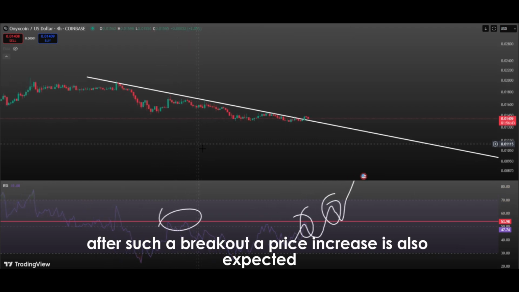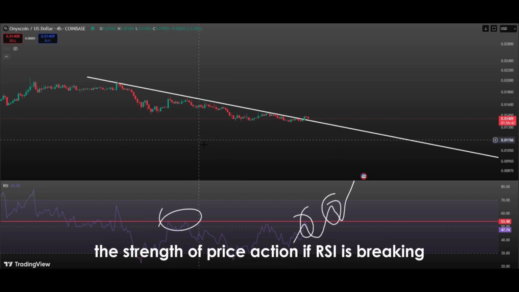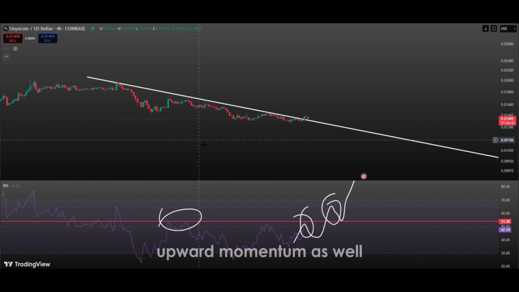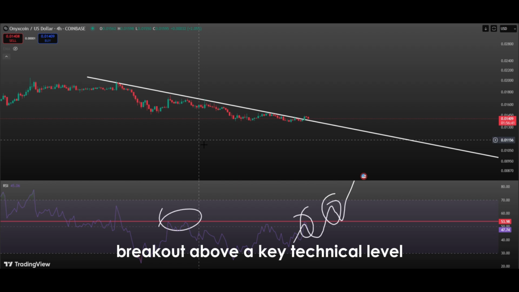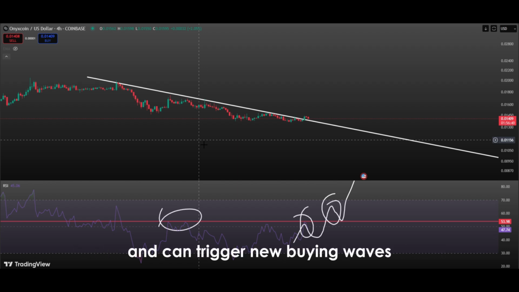After such a breakout, a price increase is also expected because RSI is an indicator that measures the strength of price action. If RSI is breaking upward, this is typically a leading signal that price will gain upward momentum as well. Especially if the RSI breakout coincides with a price breakout above a key technical level, this dual confirmation boosts investor confidence and can trigger new buying waves.